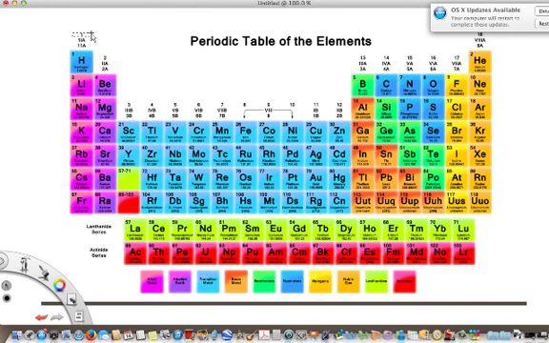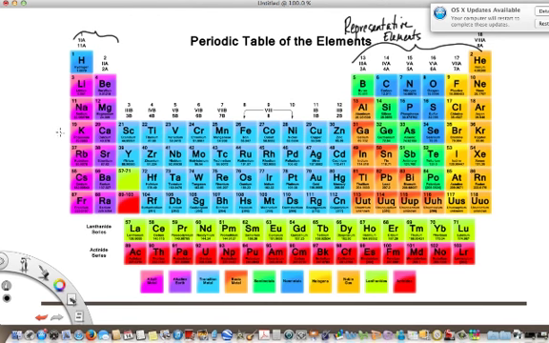Groups 1A and 2A, as well as groups 3A through 8A, are all called the representative elements. And the reason they're called that is because they include elements with a wide variety of properties, solids, liquids, and gases. So they represent what a lot of elements in the earth are like.